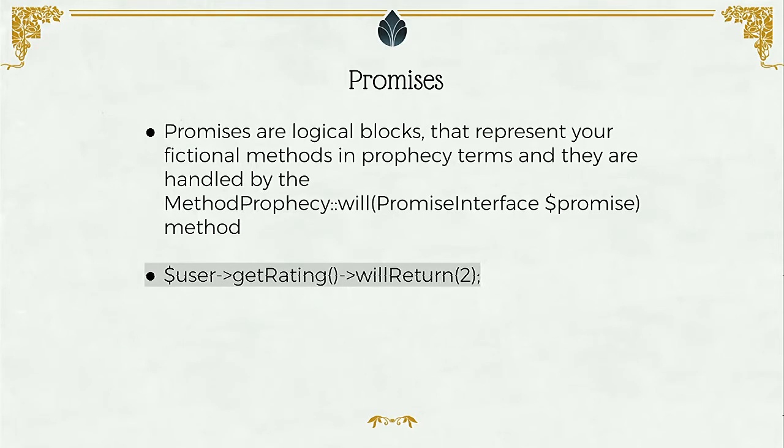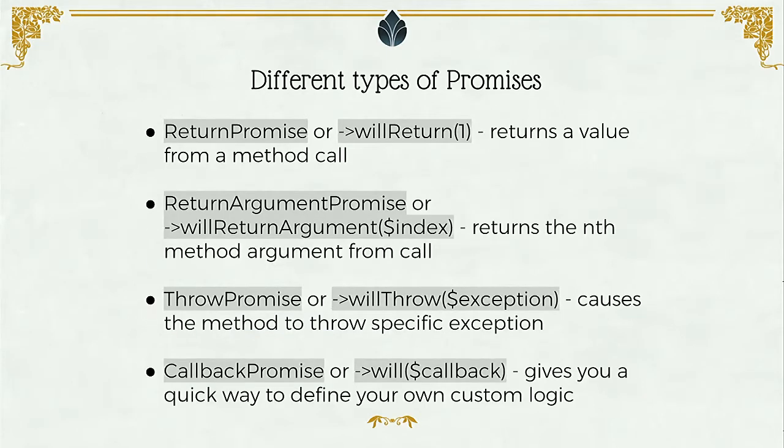It's a logical block, and there are different types of promises. One is return promises, then return argument promises, throwing promises, and callback promises. The first one is return promises. This is how you need to use it: you use will return one, so when you call this particular method, it will return only one. You can also return a particular argument, using will return argument, for the method whose argument you need to return.